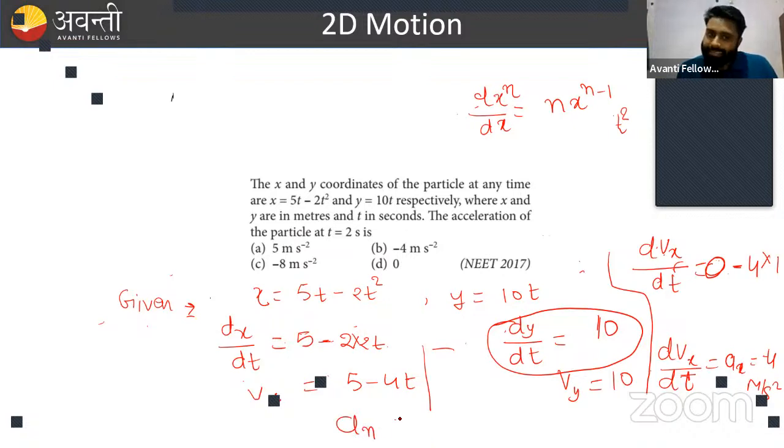This is also our net acceleration because there is no acceleration in y direction. So the correct option is minus 4 meter per second square. And yeah, obviously you are correct with this option. Okay. So B option is correct.